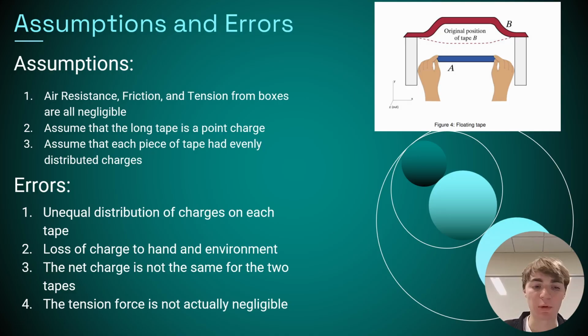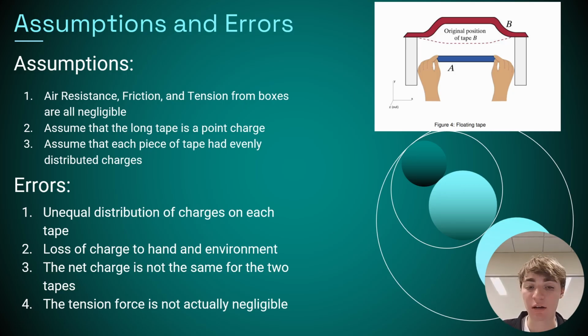Now here are some important assumptions and errors in the actual experiment. The assumptions being air resistance, friction, and tension from boxes are all negligible. The long piece of tape is a point charge, and each piece of tape had evenly distributed charges. All of these can kind of affect our math and the actual situation as calculated.